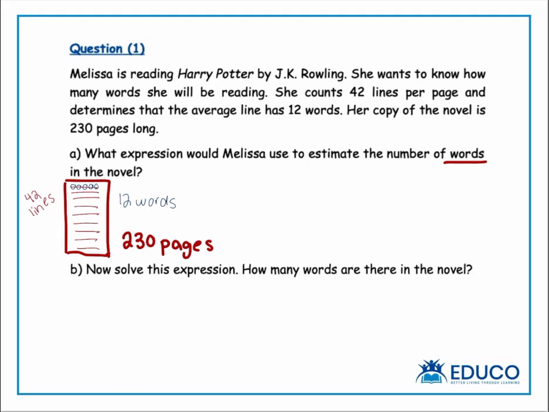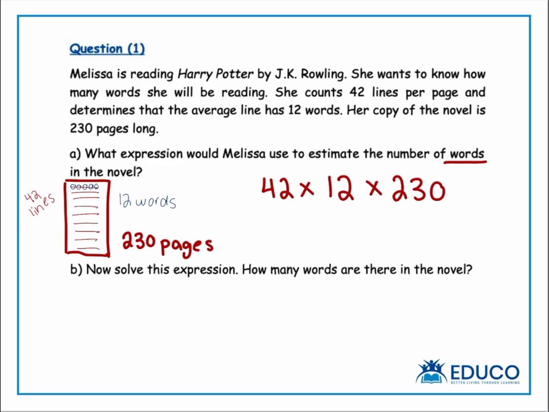Now, our question is asking us for an expression that can help us estimate the total number of words. Now, we know that on each line there's around 12 words, and we know that each page has 42 lines, and we know that in the book there are a total of 230 pages. So in order to figure out how many words there are in the novel, we need to multiply all of these values together. So we can start with 42 lines, and we know that on each line there are 12 words. And finally, we know that there are 230 pages in the whole book.